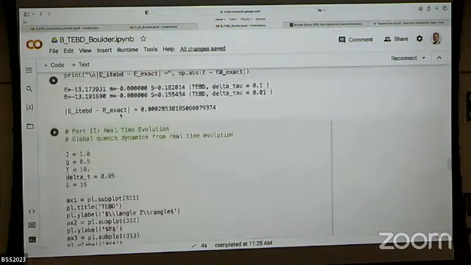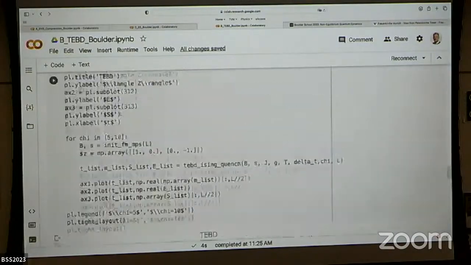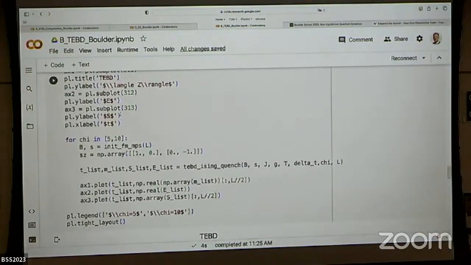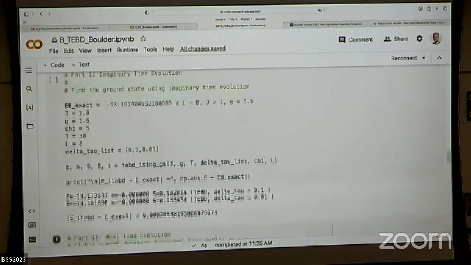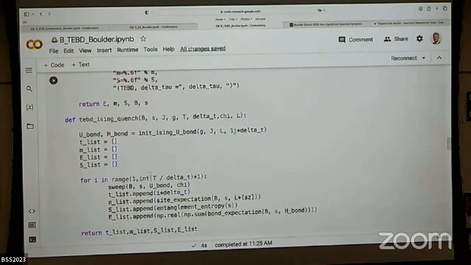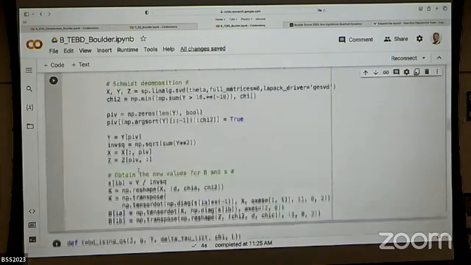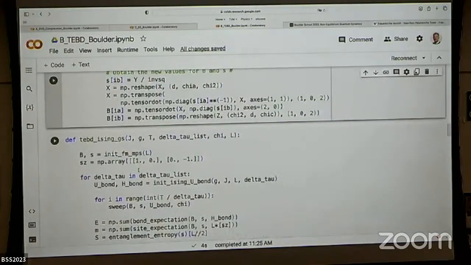So we can, for example, do a real-time evolution where we are just calling this TEBD function and using it for evolving a simple product state. And then we can see how the entanglement entropy evolves and how the bond dimension required evolves. Or we can do imaginary time evolution, for example, finding the ground state of the Ising Hamiltonian. But I'm going to discuss this in more detail tomorrow. But if you want, you can already have a look at the code today.